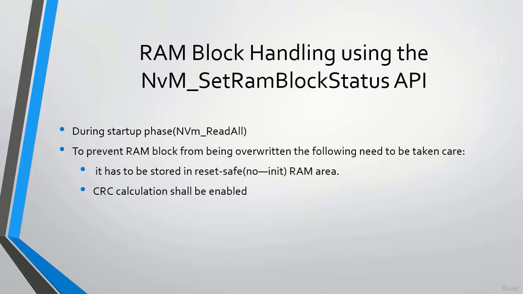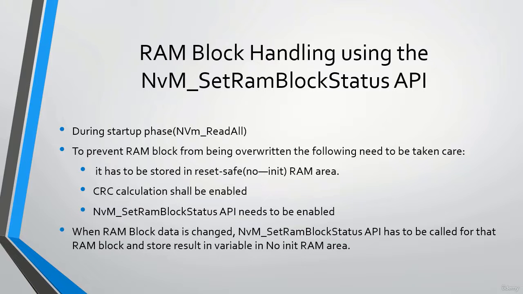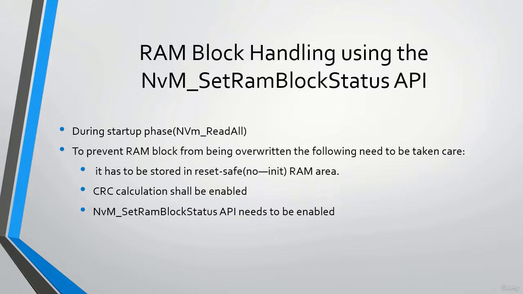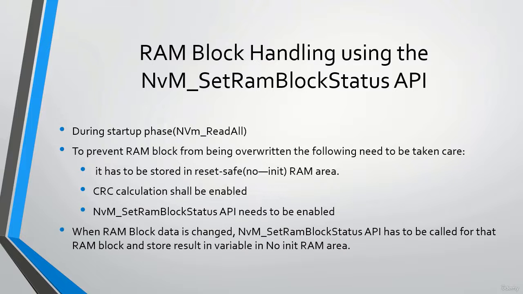Another thing to ensure is that the CRC calculation shall be enabled. This feature should be enabled. And finally, the NvM_SetRamBlockStatus API needs to be enabled. To use this API, we have to enable it from the configuration, and once that is done, only then can we actually use this API.